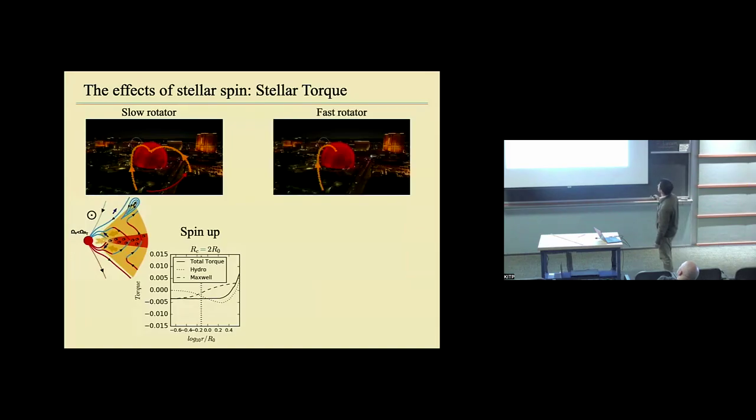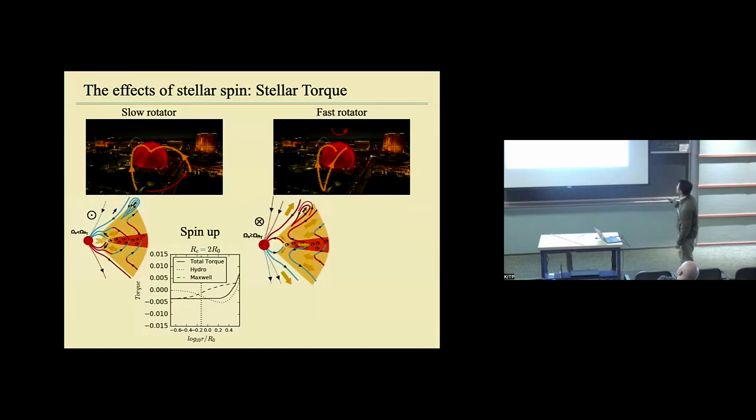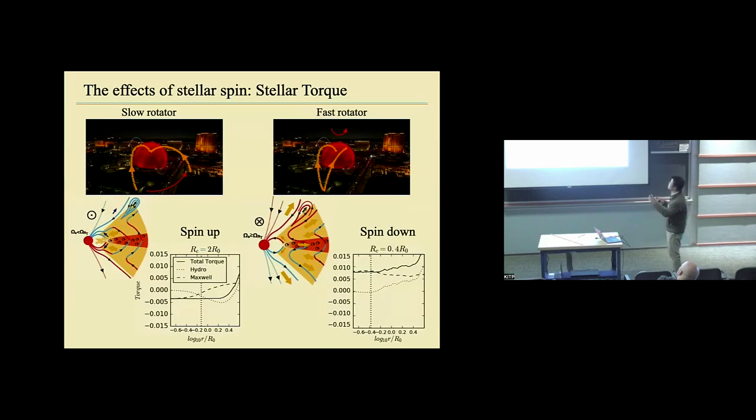In the opposite case, if you have a fast rotator, the star will rotate fast and drag the field lines forwards, and they will give you a negative torque. The field lines are totally opposite in these cases, and the star will spin down. So this is a self-regulated process. If the star rotates too slow, it will spin up. If the star rotates too fast, it will spin down. So you will be wondering, where is that equilibrium point?